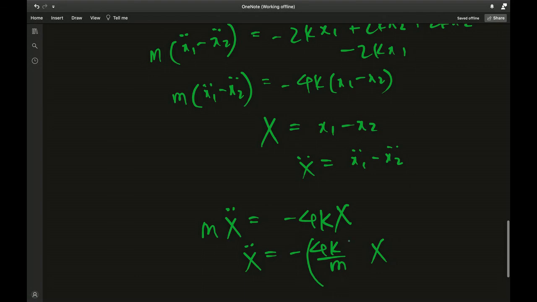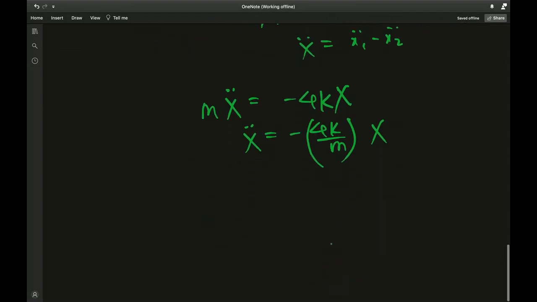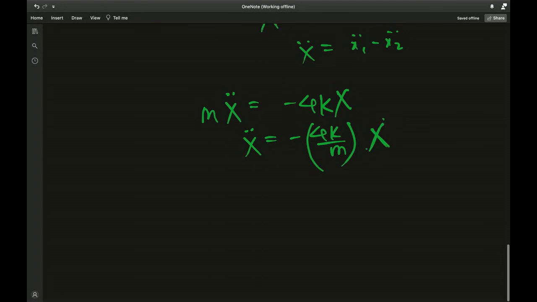Now this is one of the classic differential equations, and you think about it this way: what function when differentiated twice with respect to time gives the negative of itself? And this is a really popular differential equation. I'll probably make a video on this because I can't explain that in detail.